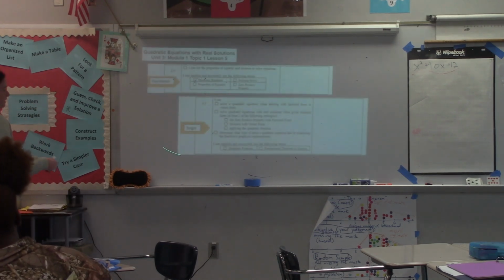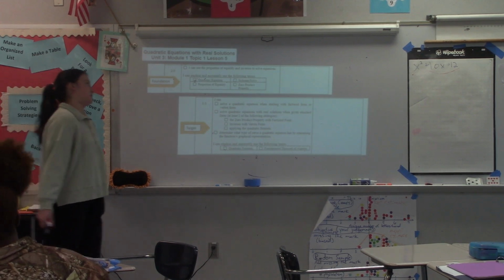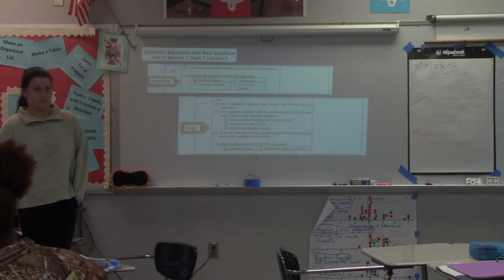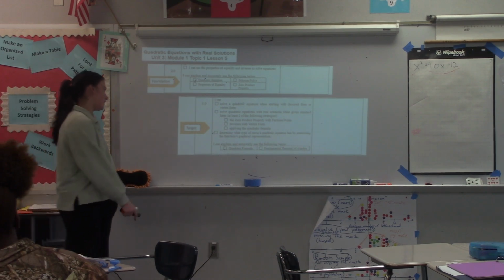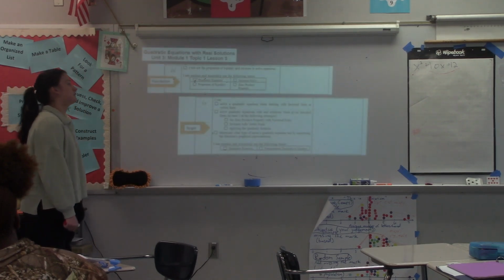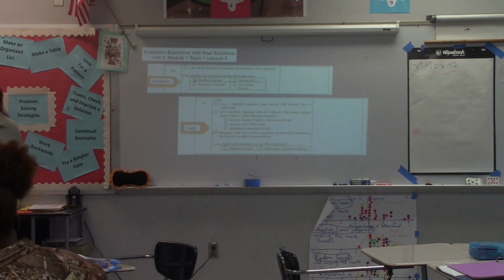Back to our proficiency scales. How many different ways do you need to show us you can solve a quadratic equation? Two ways. I need to see two of the three ways. Every last one of us should be able to do the zero product property with factored form.